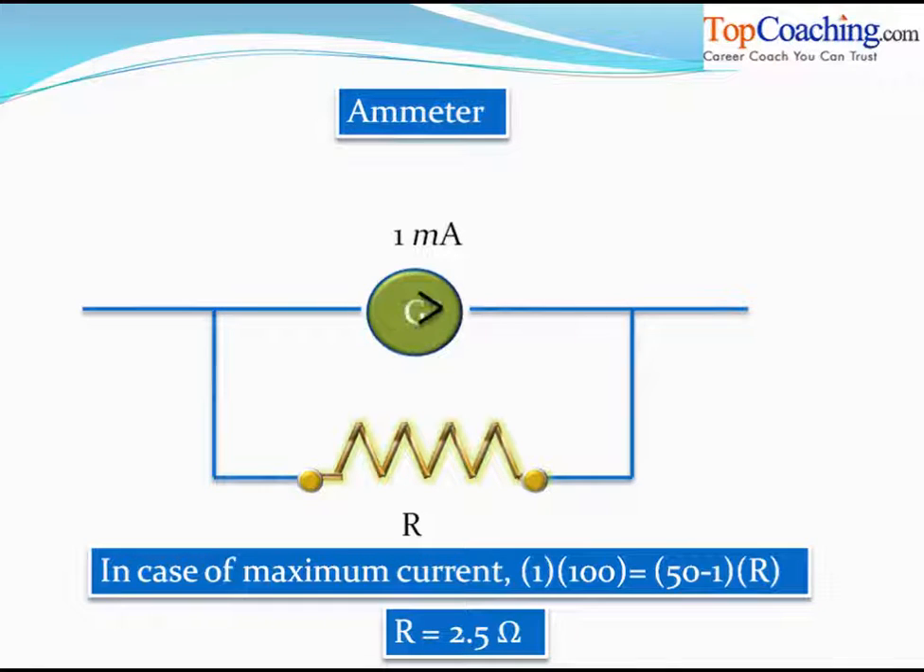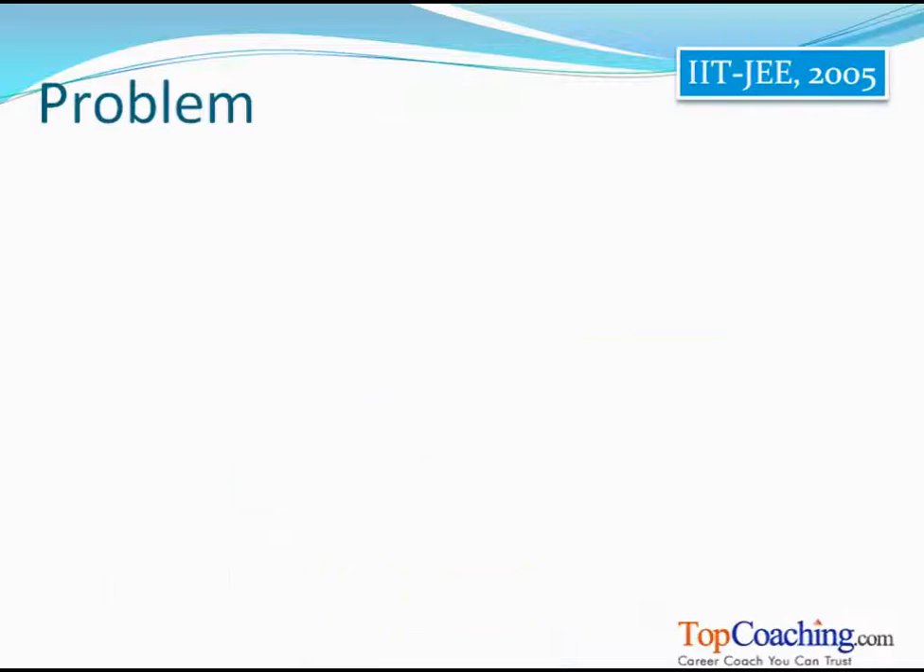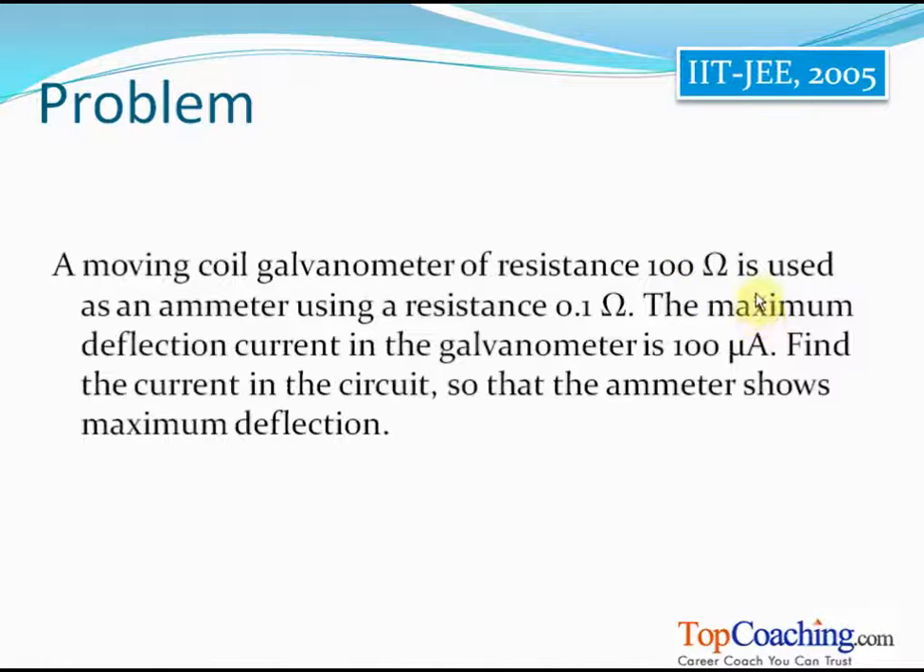You can go through this problem once again to carefully understand the nuances of an ammeter and a galvanometer. To clear our concepts even further, we'll solve yet another problem. This problem was asked in IIT JEE 2005. A moving coil galvanometer of resistance 100 ohms is used as an ammeter using a resistance 0.1 ohms. The maximum deflection current in the galvanometer is 100 microamperes. Find the current in the circuit so that the ammeter shows maximum deflection.